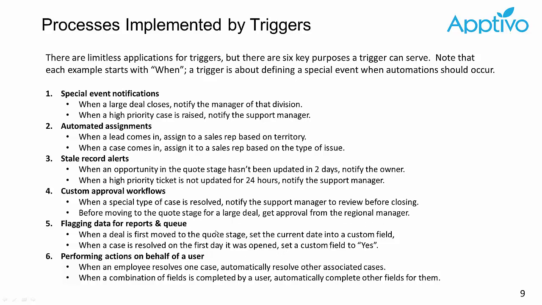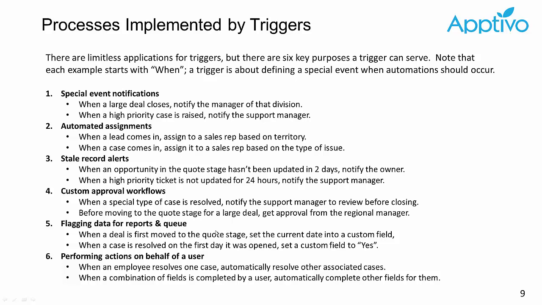So one example of that would be when we first move it to the quote stage, we can take the current date and set it into another field. So that way, even if you have to send out 20 different quotes, you'd be able to see the date that the very first quote was sent out to the user. And then I could also go pull a report of all my opportunities that have had quotes. So we'll definitely show that example.